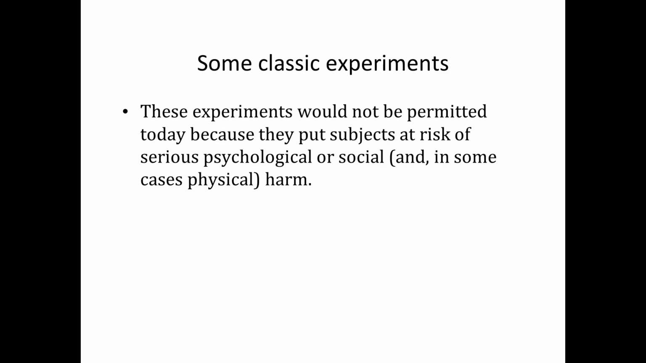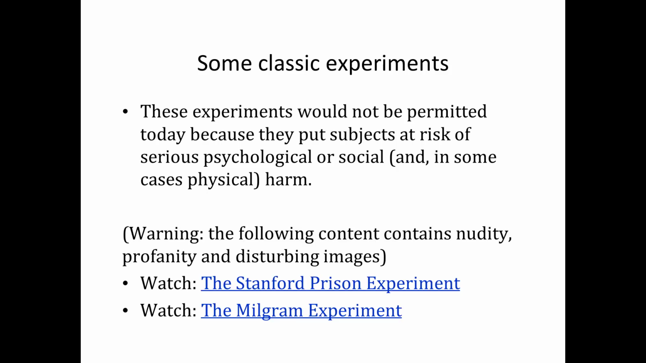Experimental research has evolved since the early days, especially in the way subjects are treated. As a result of some early experiments that put subjects at risk of physical or psychological harm, many regulations have been put in place to ensure that the safety of the subjects is given paramount importance. In addition, researchers are required to obtain subjects' consent to participate after being given full knowledge of any adverse effects that they might experience as a result of their participation. Here are some classic experiments that would not be permitted today because of how they put subjects at risk. You can find links to these documentaries below this video.